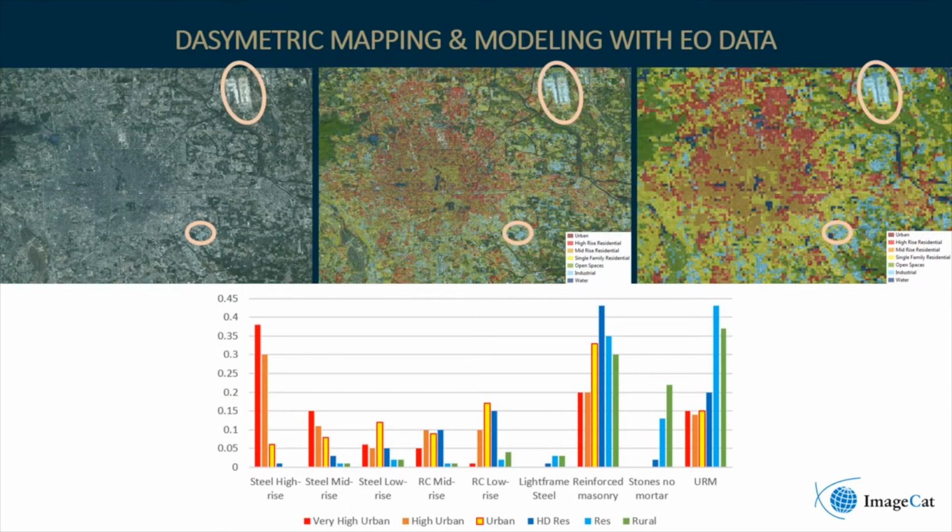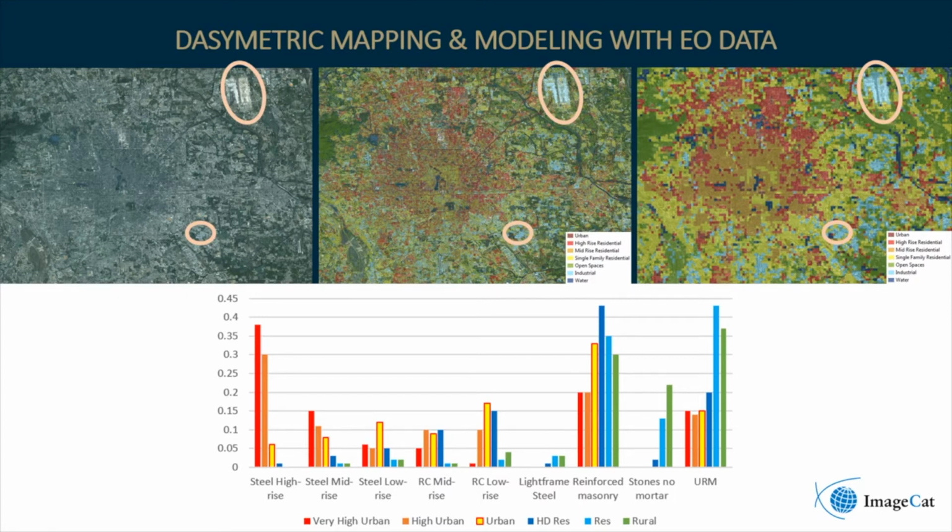Now, dasymetric mapping is a very intricate process that involves using Earth observation data as weights to train a regression model. These models establish the distribution statistics for reallocating the number of people and buildings from an administrative unit area to a more refined grid cell based on observed urban density and development pattern types.